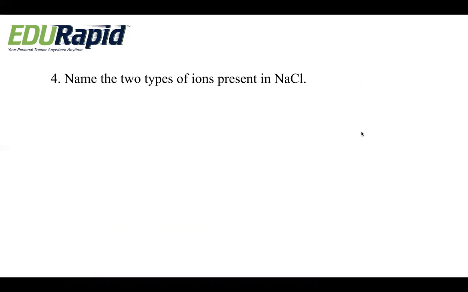Name the 2 types of ions present in NaCl. Very simple. NaCl, that is sodium chloride. In other words, you can say it is a common salt. So what are the 2 ions? Any answers? Very simple question. 2 types of ions.